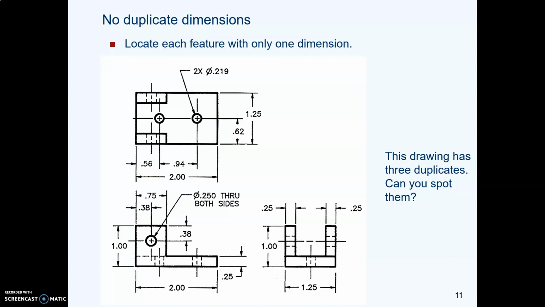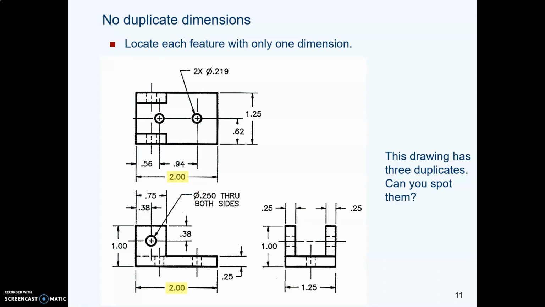First of all, you might notice the overall length. See how there's an overall length in the top view and the front view? You only want one of those. And probably you want the one in the top view because it is in between the two views, and that's preferable if we can do it.